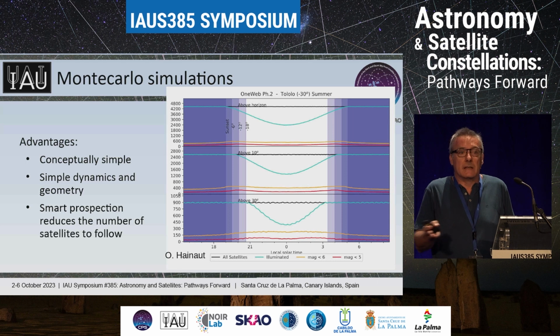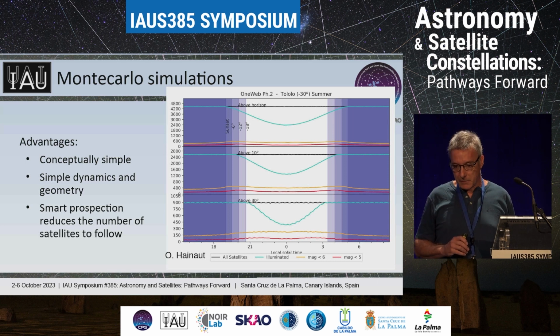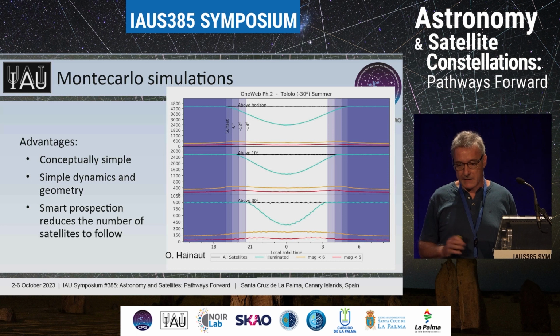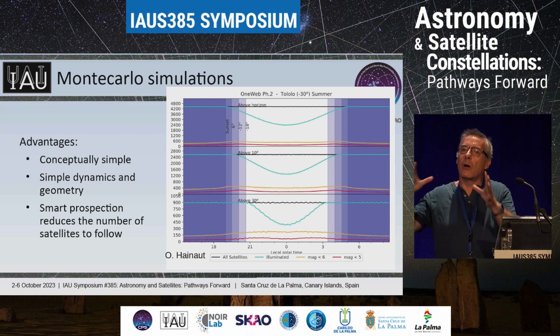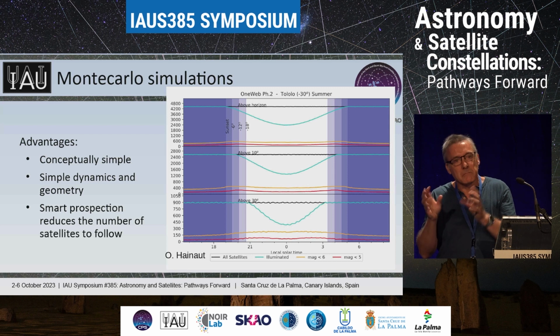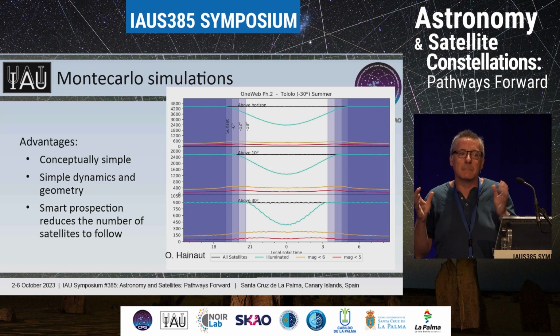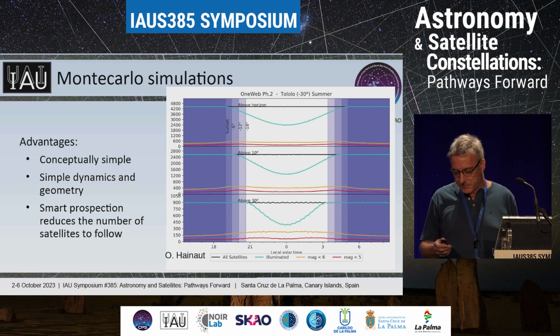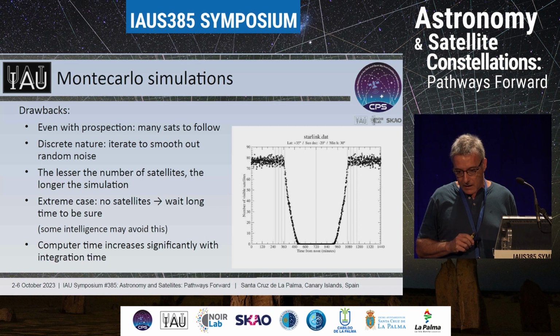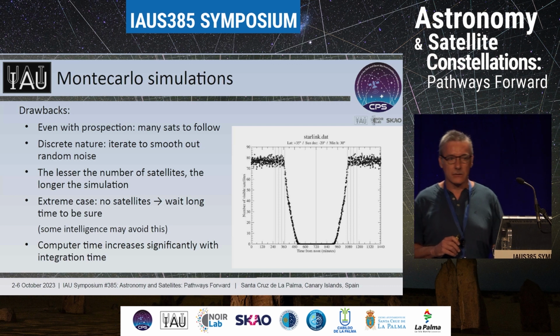The advantages are that this is very simple from the conceptual point of view. The dynamics are very, very simplified, and the geometry is not too complicated. Also, if you apply some kind of smart prospection to the sample, you are not obliged to follow absolutely all the satellites in your sample. If you are smart, you can reduce the number of satellites you follow to the subset of satellites that have some chance of crossing your field of view during the integration time. But in any case, even with this kind of smart prospection, you at the end are left with many satellites to follow.